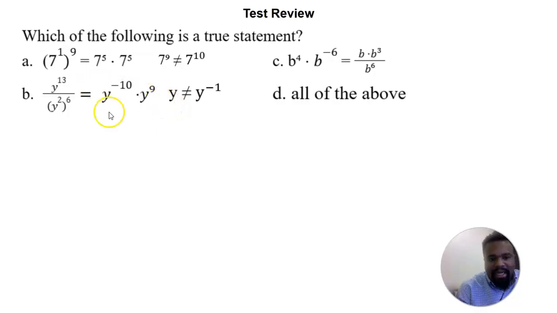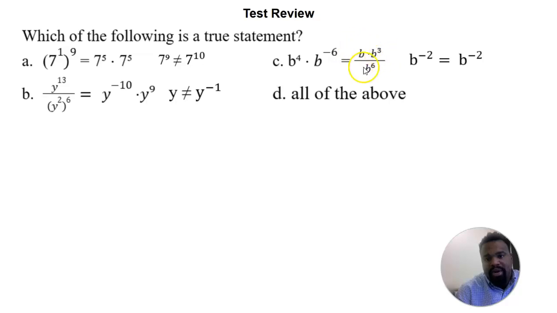And then on the right side of the equal sign, you got product of powers. So you're going to add negative 10 plus 9, which is going to give you negative 1. And as you can see, y is not the same as y to the negative 1st power. And then for C, product of powers, you're going to add those exponents together. So 4 plus negative 6 is going to give you negative 2.